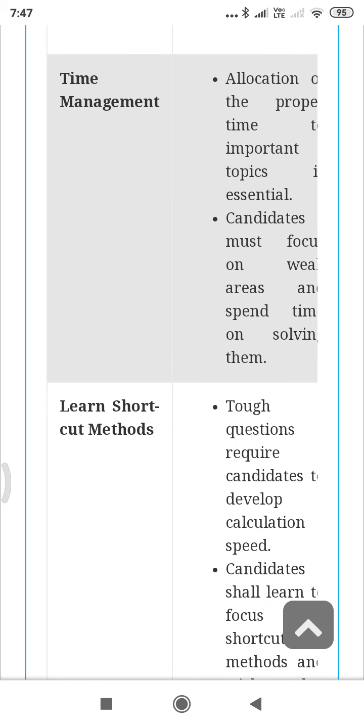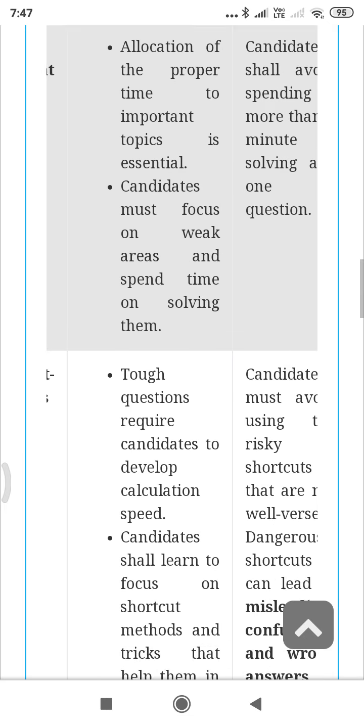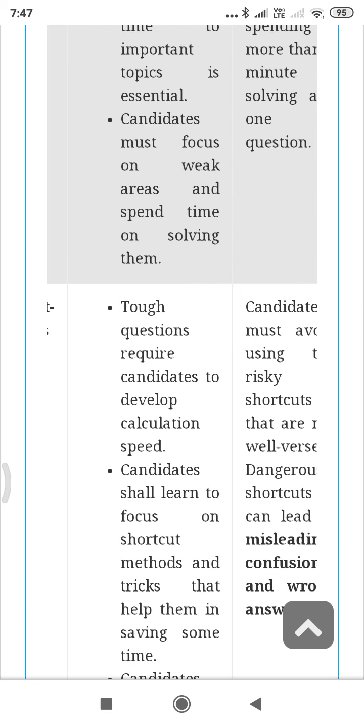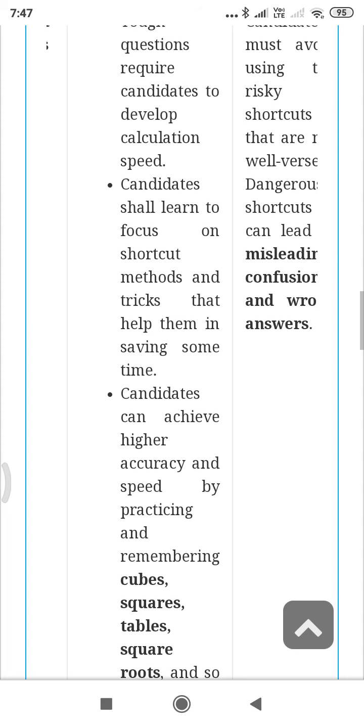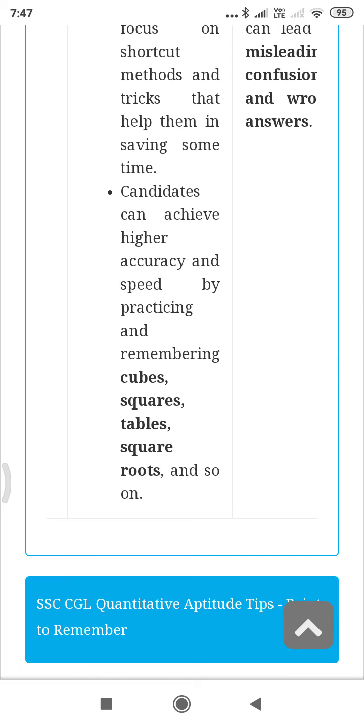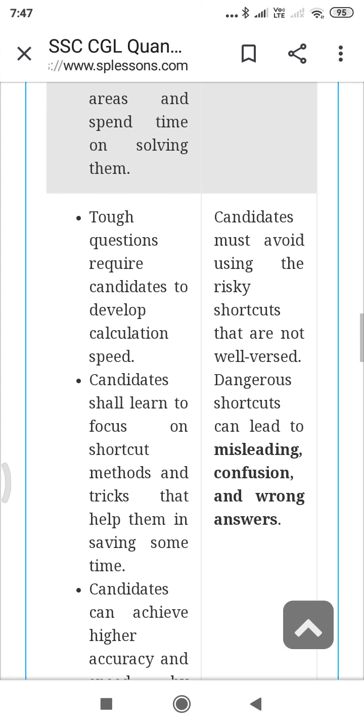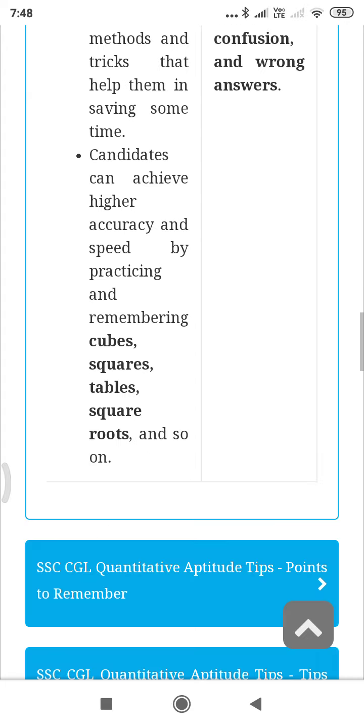Learn shortcut methods. Tough questions require candidates to develop calculation speed. Candidates should learn to focus on shortcut methods and tricks that help them in saving time. And candidates can achieve higher accuracy and speed by practicing and remembering cubes, squares, tables, square roots, and so on. And candidates must avoid using risky shortcuts they are not well versed in. Dangerous shortcuts can lead to confusion, wrong answers and time consumption also.